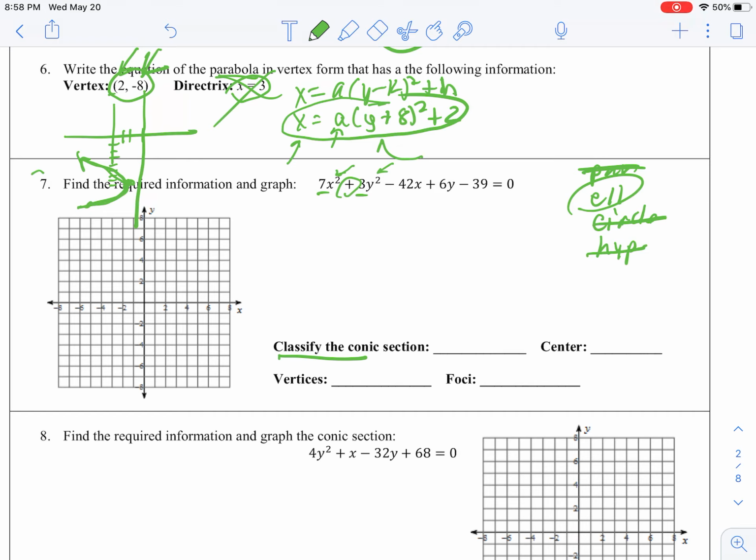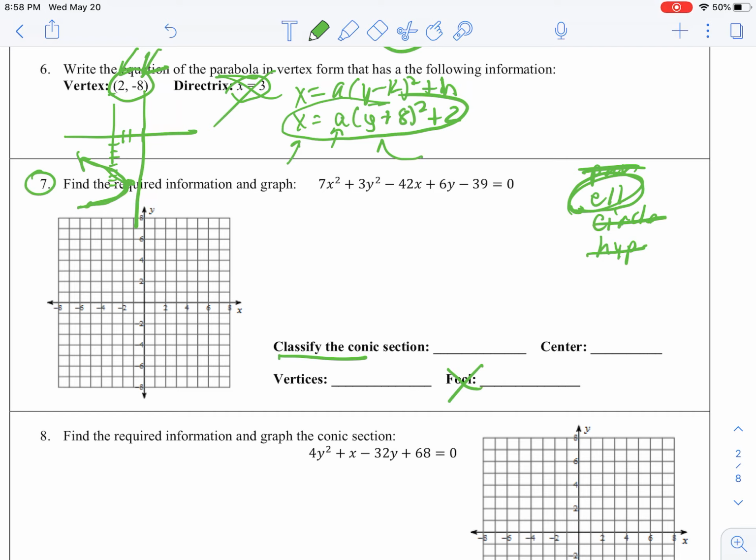Okay, going back to number 7. When I stopped the last one, we had settled on this being an ellipse because of the plus sign and the different coefficients, and the x and y are both squared. I may name the foci, but you're not responsible for that.